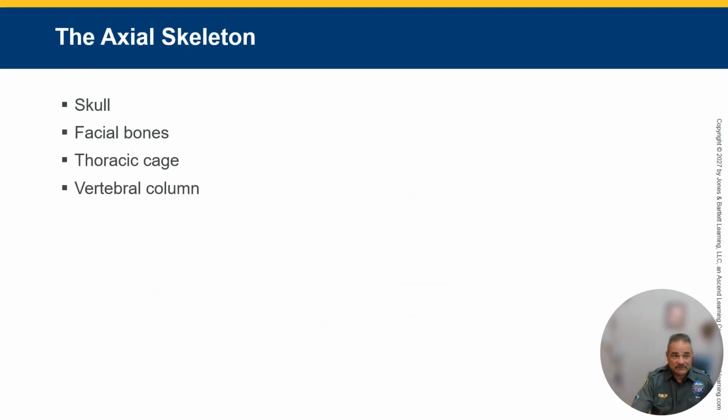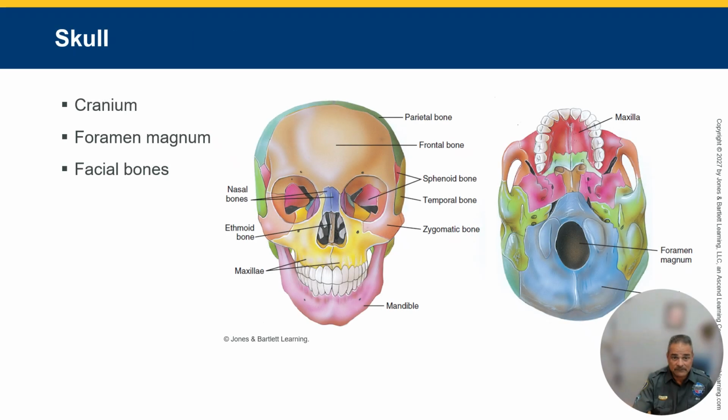All right, so the axial skeleton, remember: the skull, the facial bones, the thoracic cage, the vertebral column. Let's talk about the skull first. There you go. There's the skull, the cranium, the foramen magnum, and the facial bones. This is in your book. I want you to really pay specific attention to this guy right here. This is the foramen magnum.